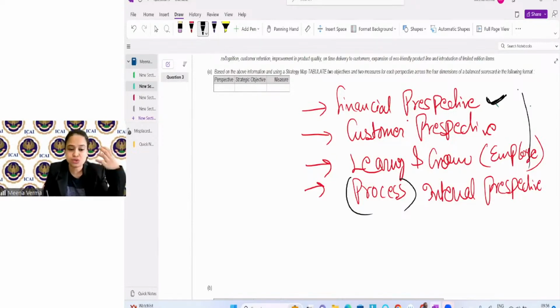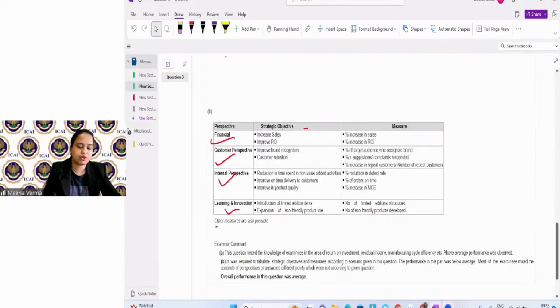And the internal business process, you can see they are implementing a lean system. So obviously the internal process is improving if you implement the lean system. Learning and growth: are employees improving or not, right? Are employees satisfied with the company or not? You will write about all these things in the balanced scorecard.